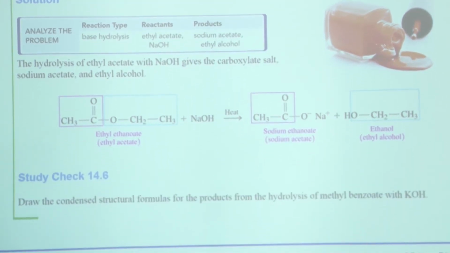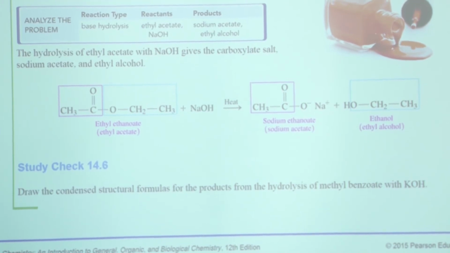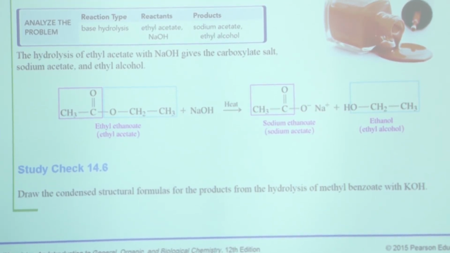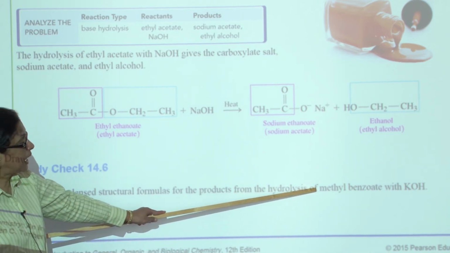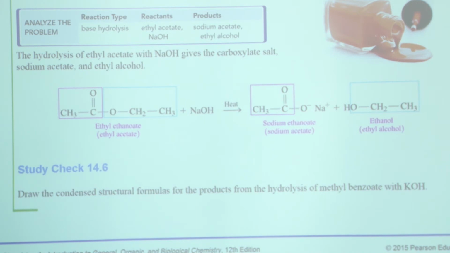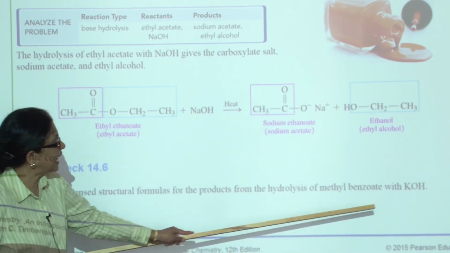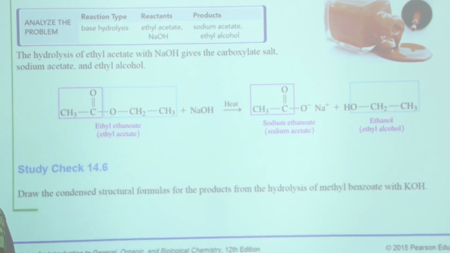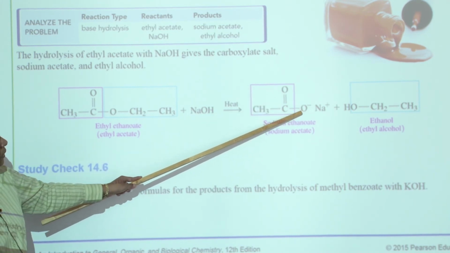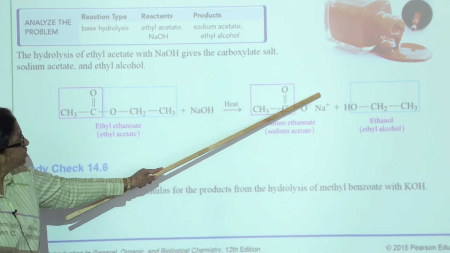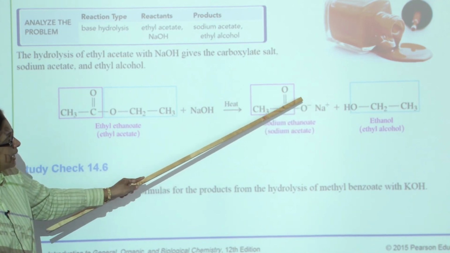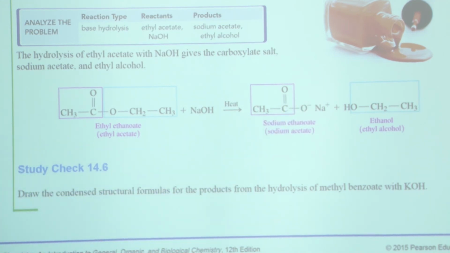Draw the condensed structural formula for the product hydrolysis of methyl benzoate with KOH. So your methyl is your alcohol. So you get your methanol back, and you get the potassium salt of benzoic acid. So benzoic acid has a benzene ring, so you get your salt back. So C double bond O, Na. So this is your salt. The positive and the negative are connected through the ionic bond, ionic force of attraction.